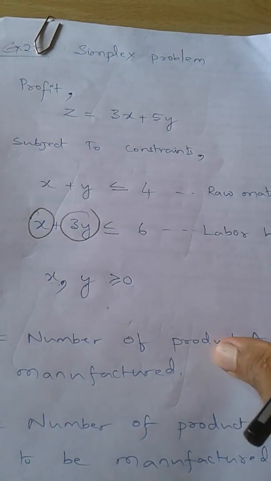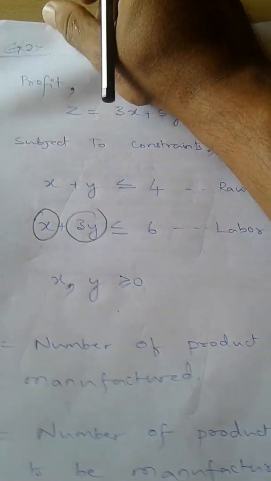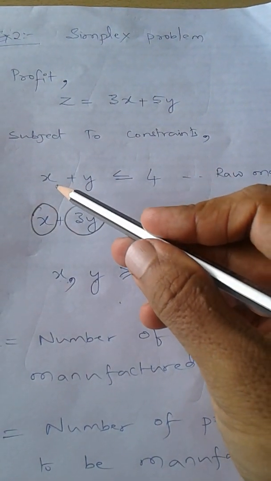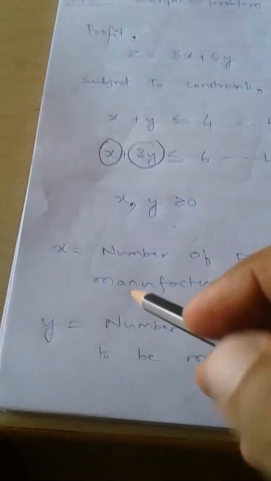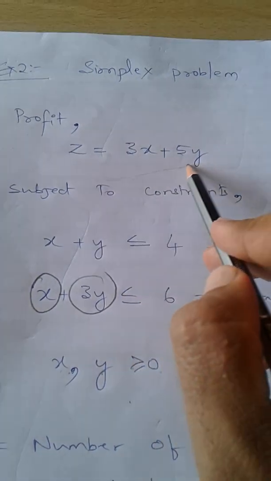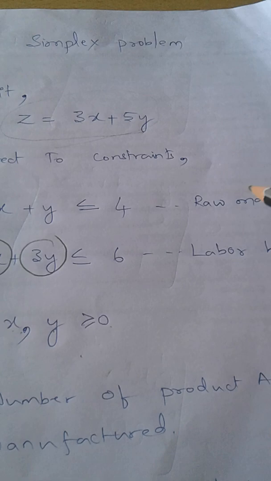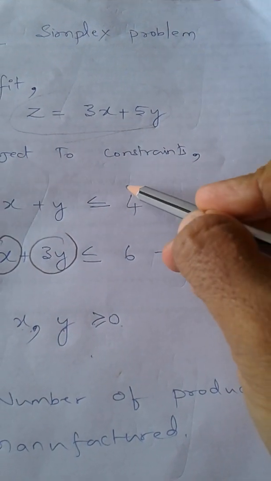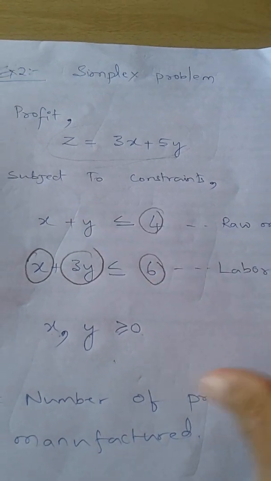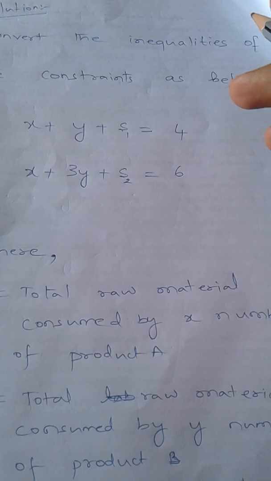The question here is how to decide the total number of product A and product B to be manufactured. We are supposed to find out x and y, and also determine the total profit that can be earned under the given constraints of available raw material, 4 kgs, and available labor hours, 6 hours. So this is the context. Now let's get into the solution.